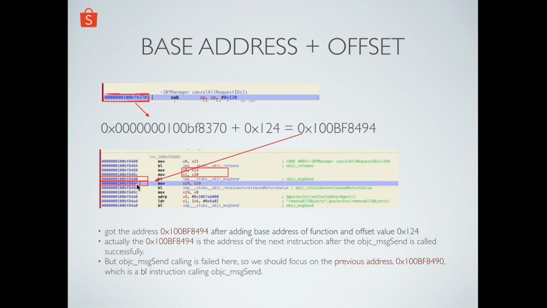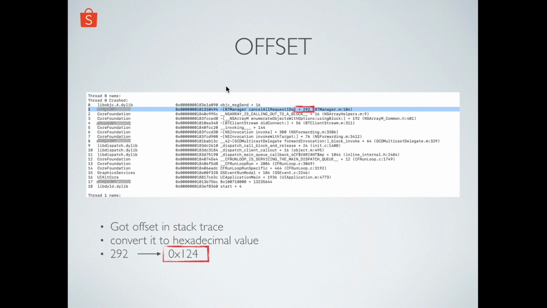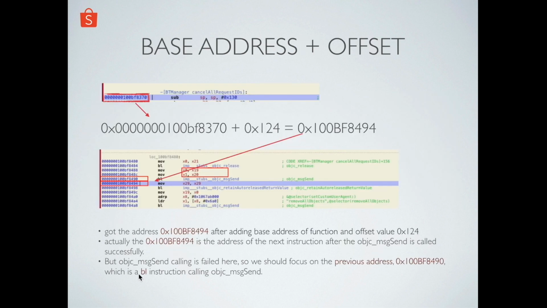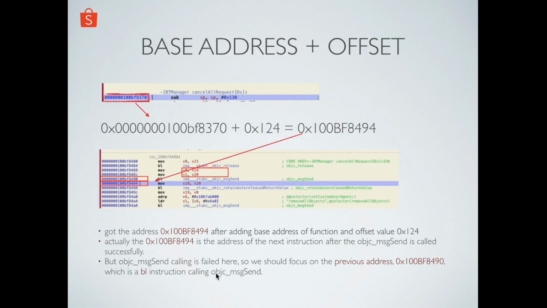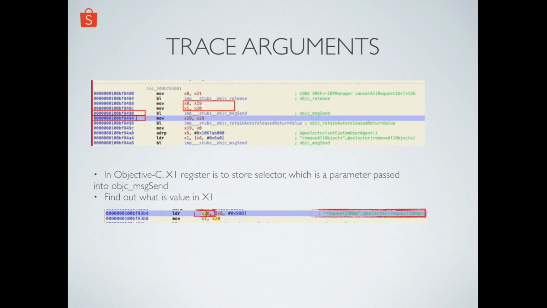There is a trick here. Actually, 8494 is the address of the next instruction after objc_msgSend is called successfully. But in our case, the message send function failed. So we should focus on the previous instruction, 8490, which is a branch instruction calling the message send function. This is what we expected. Now we know the exact line of assembly code triggering the message send function.